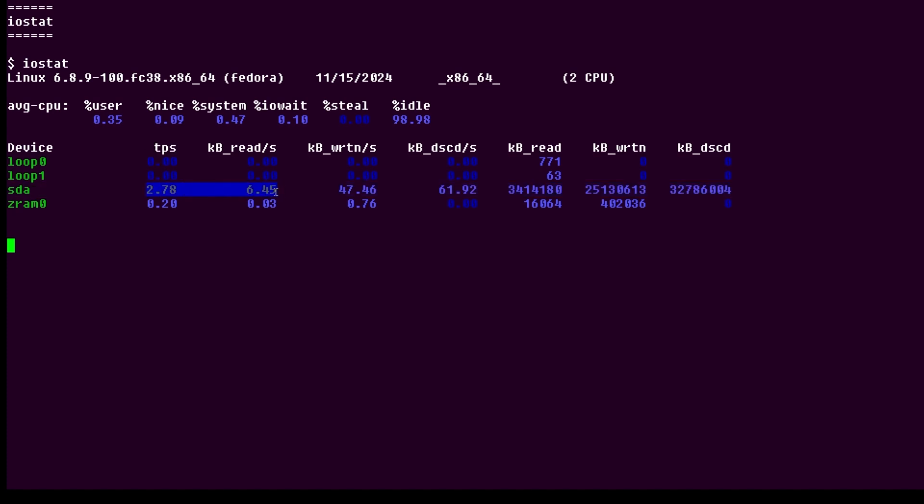Kilobytes read per second, kilobytes written per second, kilobytes discarded per second, and then we see kilobytes read since the system's been up, kilobytes written, and kilobytes discarded. And so there's been a lot of disk activity, but it's still primarily idle, and these numbers are quite small. On a busy system, they'll look very different.